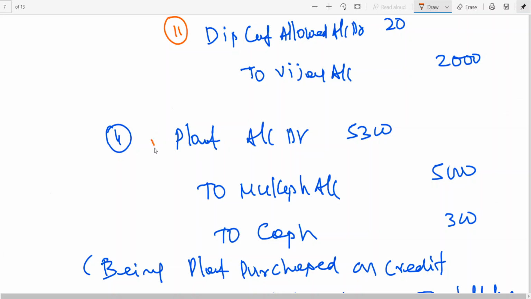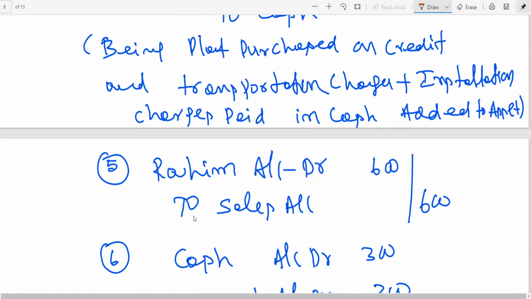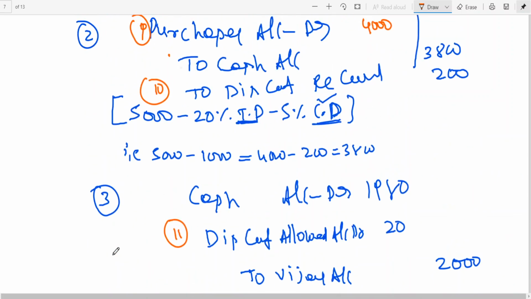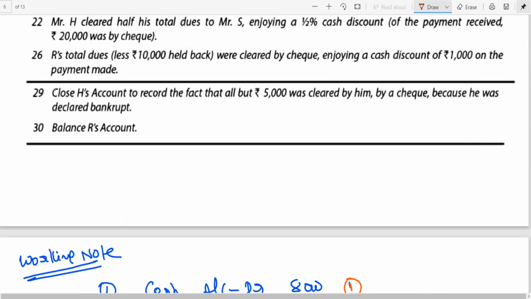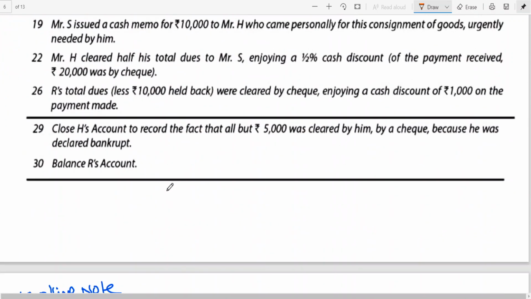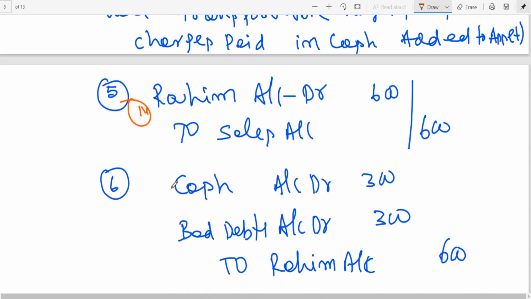Plant account, yes, I need to open. 12th account. Mukesh account, yes, I need to open. Cash account, no need for me to open. Rahim account, yes, I need to open. Sales account, I think already opened, no? No? We don't have sales before, only here. So sales account I need to open as the 15th, because we have not opened it earlier.